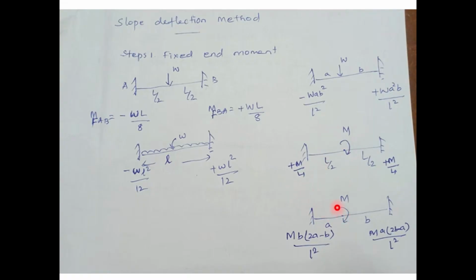Then a clockwise moment which is acting eccentrically placed, that means at a distance a from the left end and b distance from the right end. The fixed end moment on the left side is M into b into (2a minus b) by L square, and the right end is plus M into a into (2b minus a) by L square.